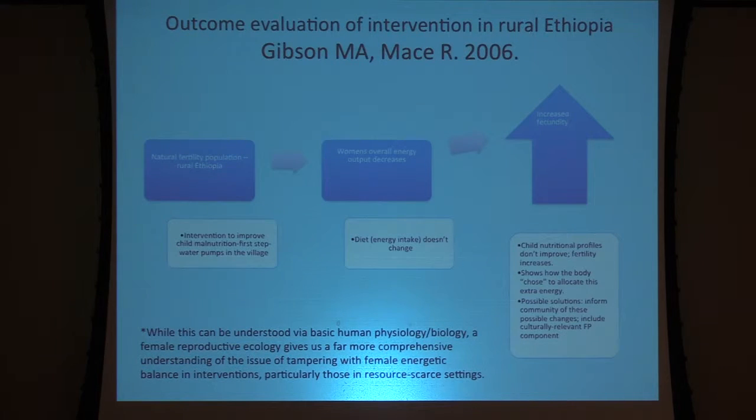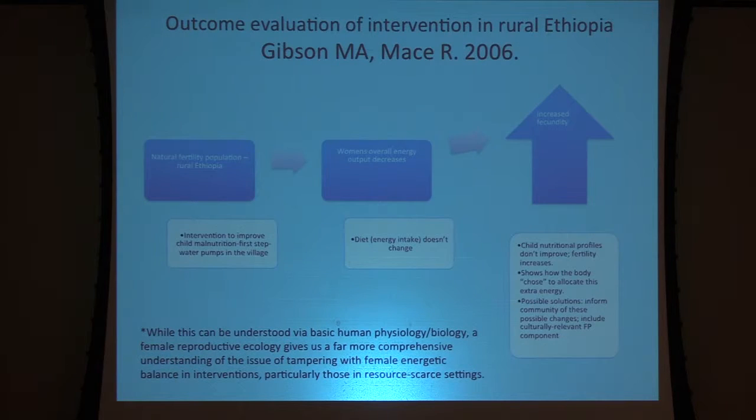The first step was putting in water pumps in this rural village in Ethiopia. Overall, this meant that the women's energetic output decreased without changing any of the intake. So diet didn't change, nothing changed in terms of their energy intake. What we saw as a result of that was actually increased fecundity and increased fertility, and not an increase in resources allocated to the children that they had.